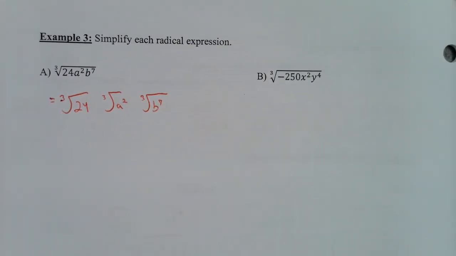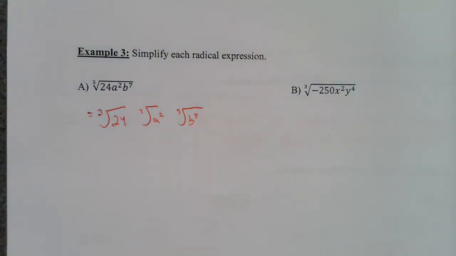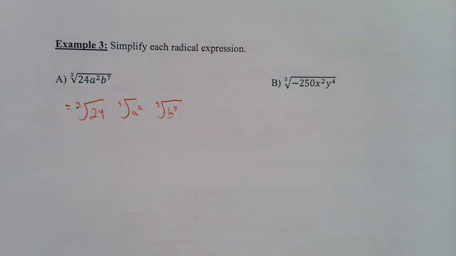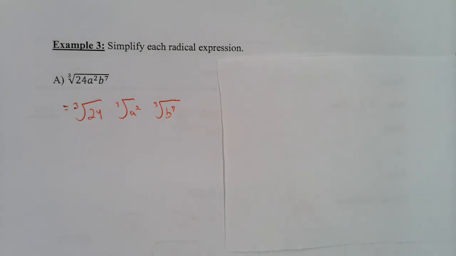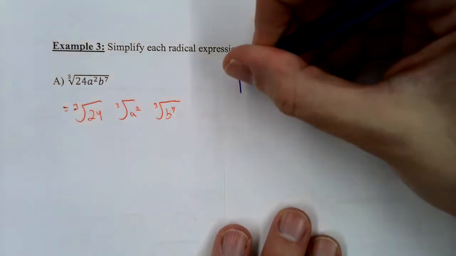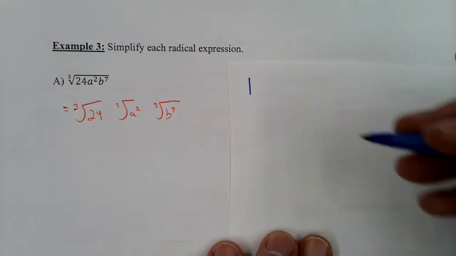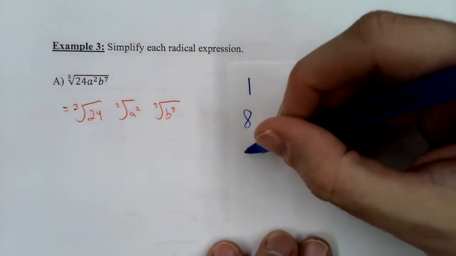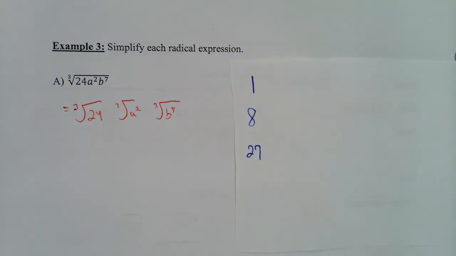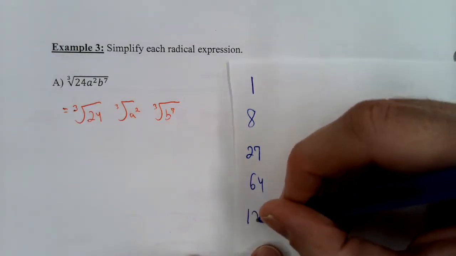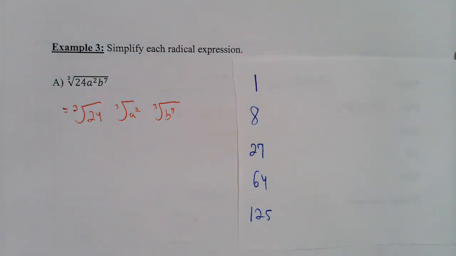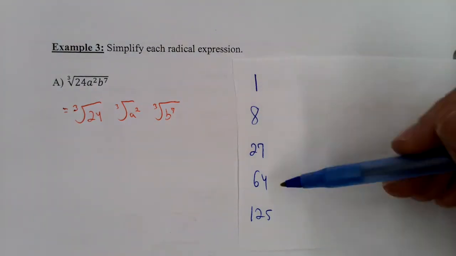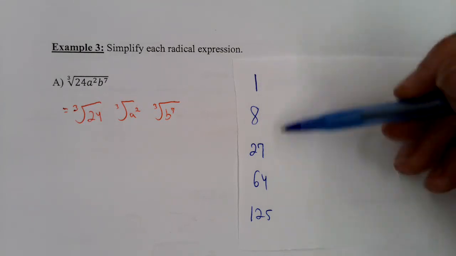Now, the cube root of 24 is not a nice number, but you can break it down. Think about it like this. 1 times 1 times 1 is 1. 2 times 2 times 2 is 8. 3 times 3 times 3 is 27. 4 times 4 times 4 is 64. 5 times 5 times 5 is 125. I'm essentially taking perfect cube roots, okay? Are any of these factors of 24?